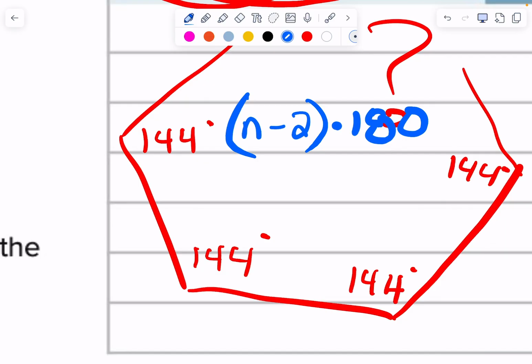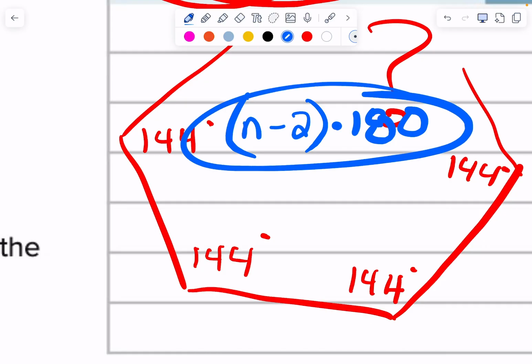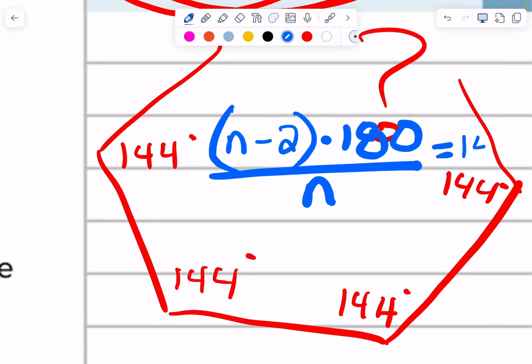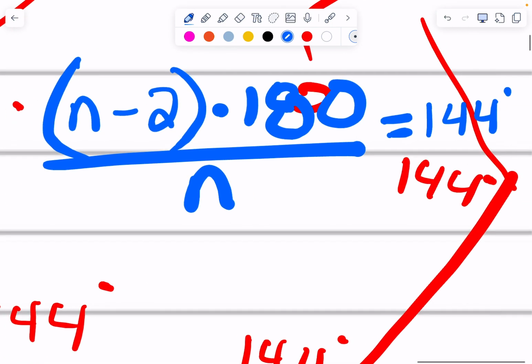And then what do I do to find out what each one is? I take the total number of degrees inside and I divide by what? The number of sides, which we call n. And that is going to be equal to how much? 144. Do you see what I just did? So n minus 2 tells me how many triangles I have, times 180, divided by the number of angles that I have, equals 144.